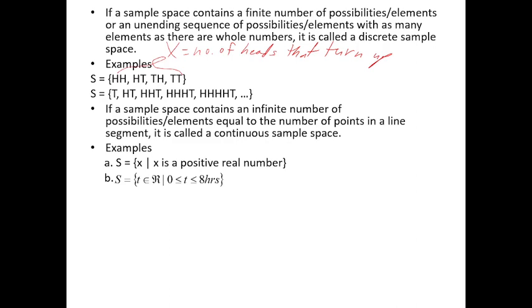Kailan natin masasabi? Ano yung mga possible values niya? So, bago natin matukoy kung kailan natin masasabi na discrete random variable, yung mga possible values, number of heads that turn up: 0 head, 1 head, and 2 heads. No? So, 0, 1, and 2. So, yun ang mga possible values ng ating random variable x. Okay, 0, 1, and 2.